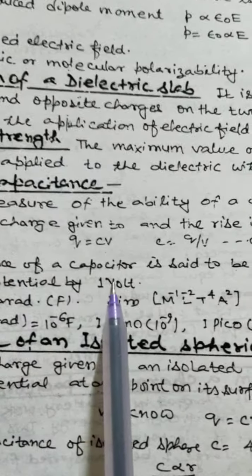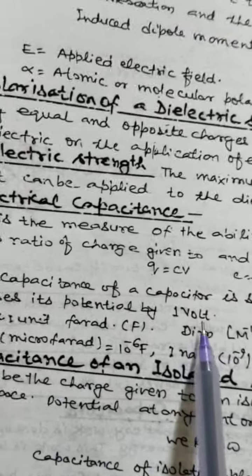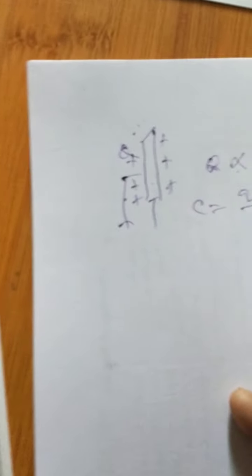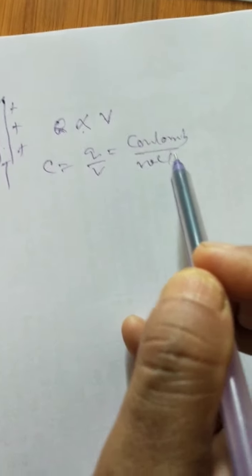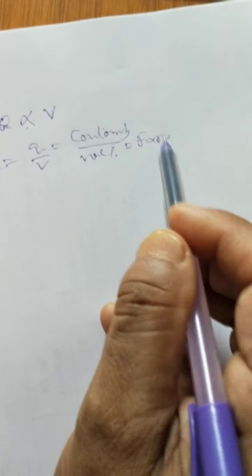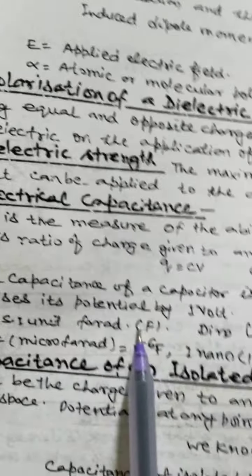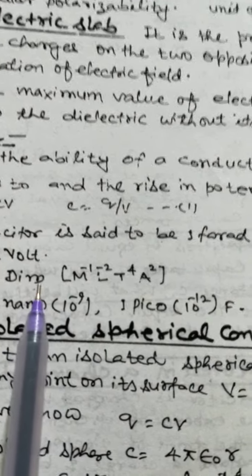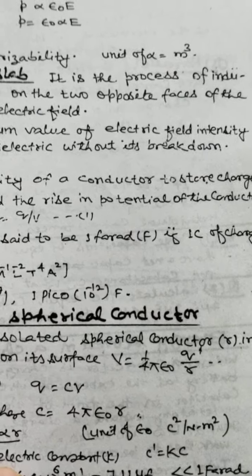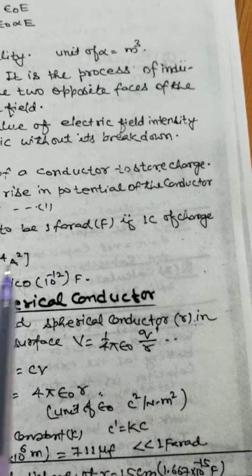The capacitance of a capacitor is said to be 1 farad if 1 coulomb of charge raises the potential by 1 volt. So C is equal to Q by V. Its units are coulomb and volt, so coulomb per volt is written as farad. Its SI unit is farad. So 1 farad is equal to 1 coulomb per volt. If you find its dimensions, using the dimensions of charge and potential, they will be M^-1 L^-2 T^4 A^2.